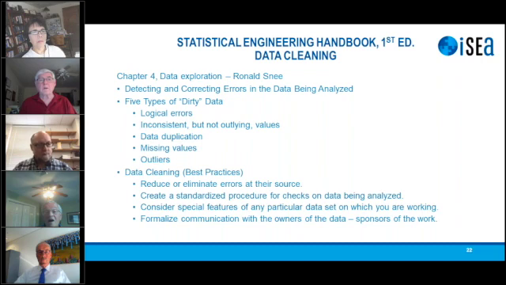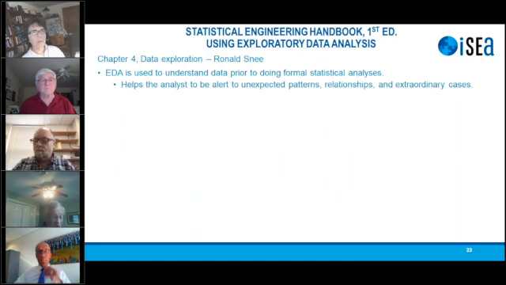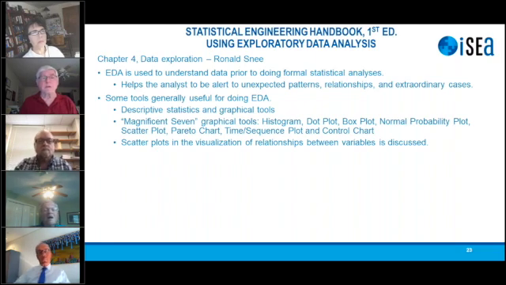The last section in Chapter 4 is about using exploratory data analysis, talking about how to use it. As I mentioned earlier, we're going to use it to understand the data prior to the statistical analysis. And it helps, through the graphics, the analyst identify unexpected patterns and relationships and extraordinary cases. Some of the tools that we mention here are, by no surprise, graphical tools. We also mention descriptive statistics as well. It can be helpful. On the graphical side, we talk about the Magnificent 7 graphical tools. You see them listed there.